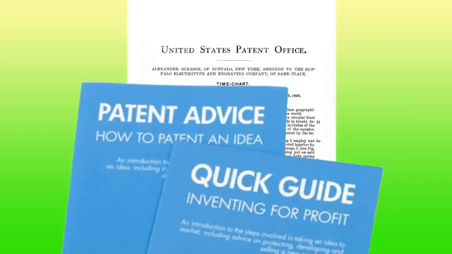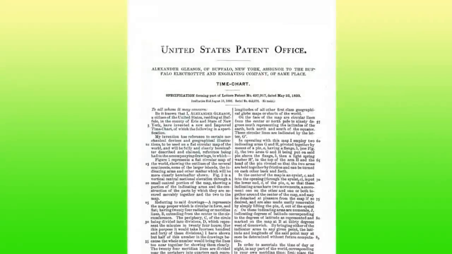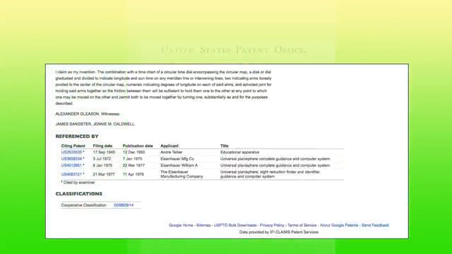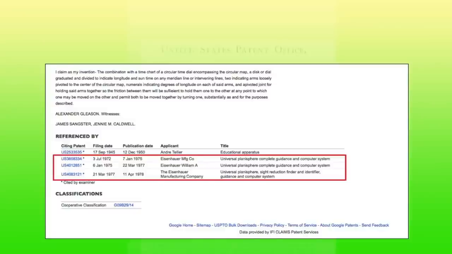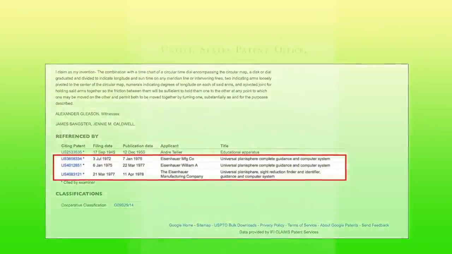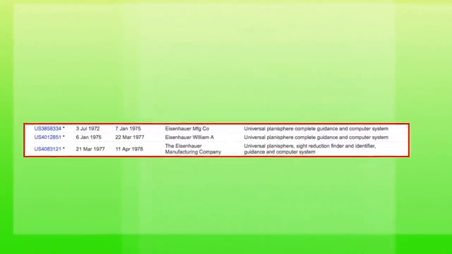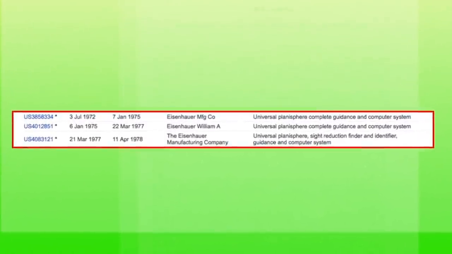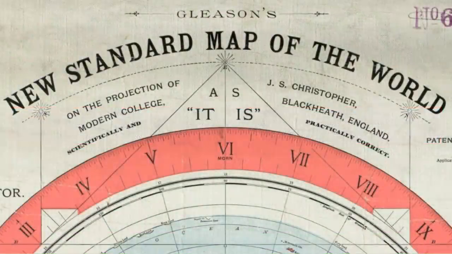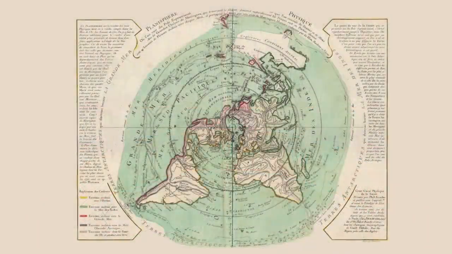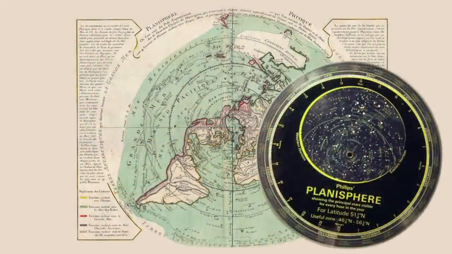So let's see if anyone else thinks Alex Gleason's layout is credible. If you run a search on the internet using Alex Gleason's patent number, you'll find that there are three patents that use his map, all granted in the 1970s for a device called a Universal Planisphere Complete Guidance and Computer System that was invented by one William A. Eisenhower.